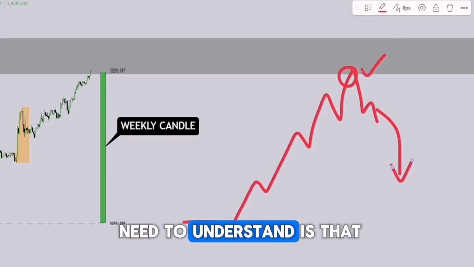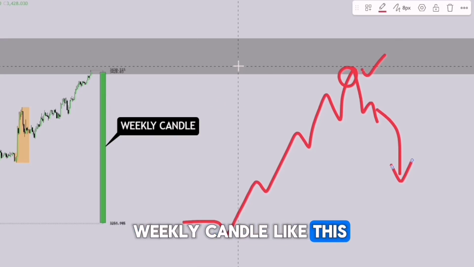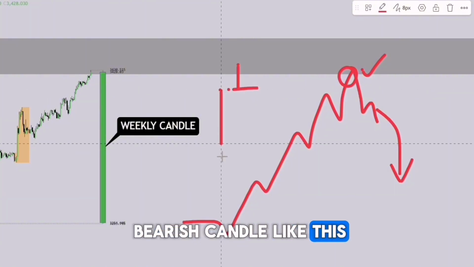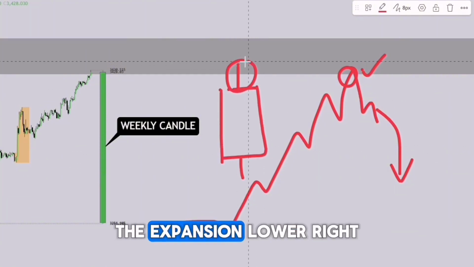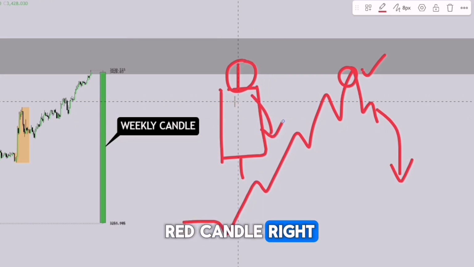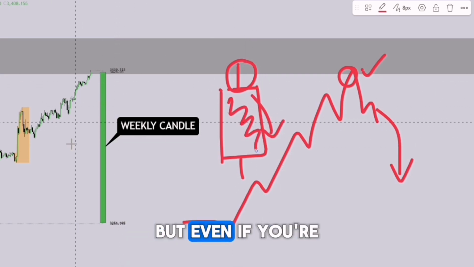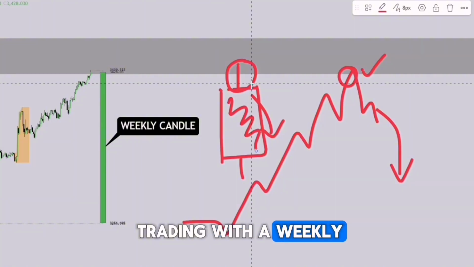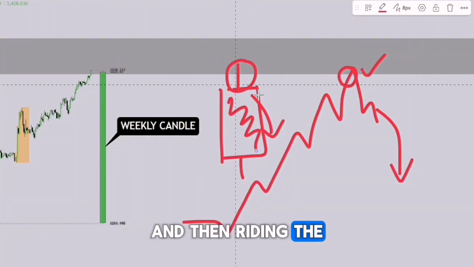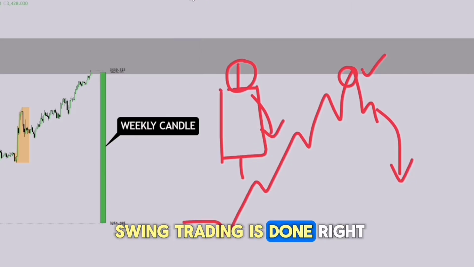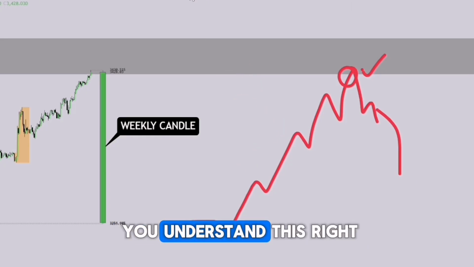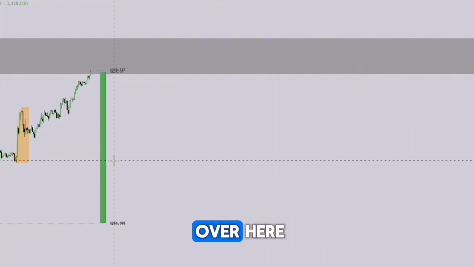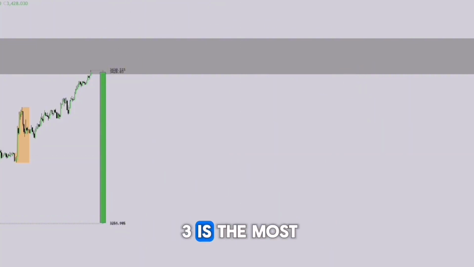When you have a weekly candle like this, if you have a bearish candle like this, your job is to enter inside of the wick and then ride the expansion lower, right? This is a red candle. Well, this is a green candle in this case, but even if you're trading with a weekly green candle, you want to be trading inside of the higher time frame wick and then riding the move lower. That's exactly how swing trading is done. Swing trading all comes down to the weekly power of 3, so it's very important you understand this. If we go back to the charts over here, the weekly power of 3 is the most important thing.